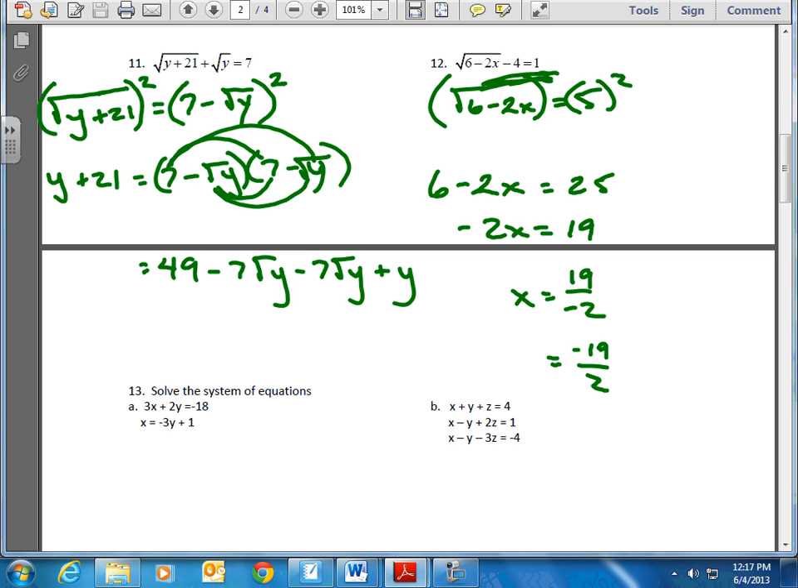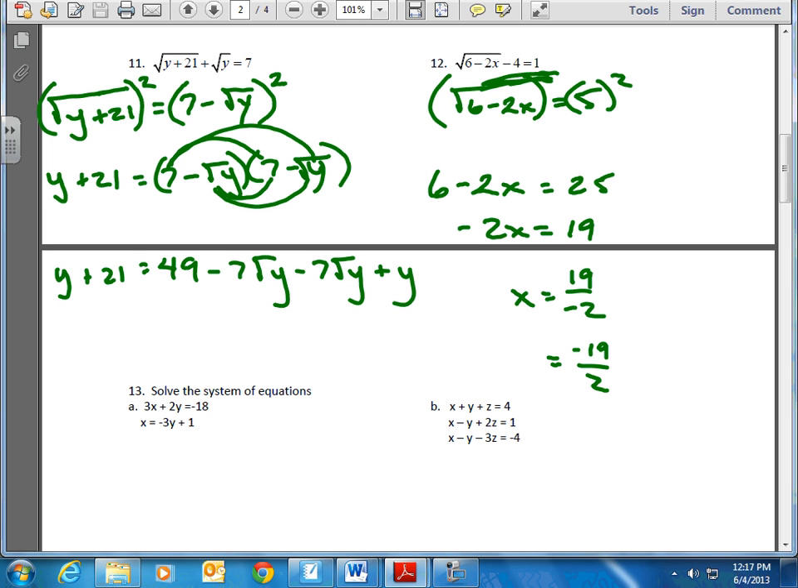Okay, now that I have this, if I look at this mess, what I notice is I still have a square root, but now I only have one instead of two. So my goal is exactly like question 12. I have a single square root. My goal, get that square root all by itself, so I can square both sides and get rid of it.